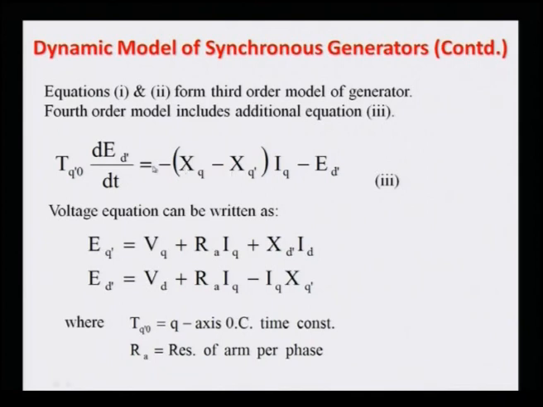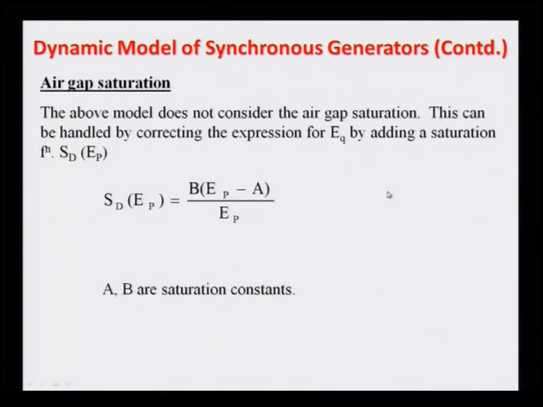This is nothing but E_d' is equal to minus of (x_q minus x_q') multiplied by I_q minus E_d'. So, the voltage equations can be written here, because all these variables, E_d', can be written in this fashion, because we know the V_d voltage, we know the x_q', all the currents. Only here this T_q0' is nothing but the q axis open circuit time constant, and R_A is the resistance of armature per phase. So, if you are adding this, now we are having the fourth order model.